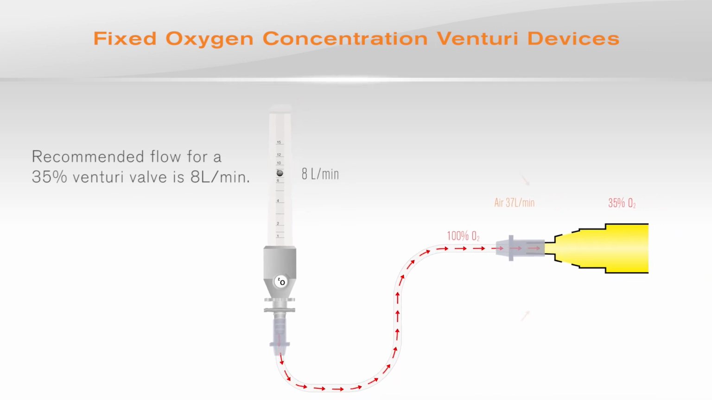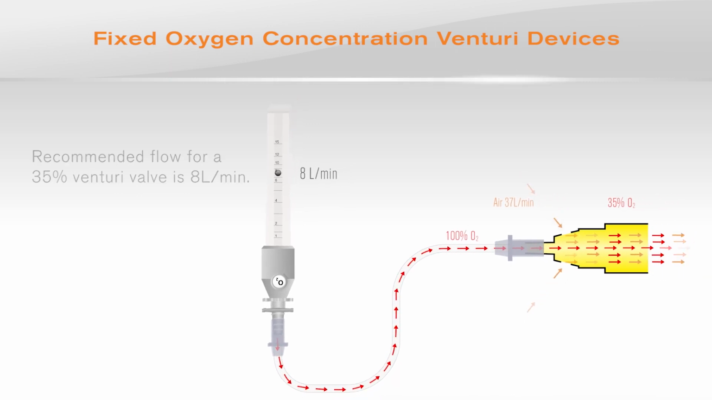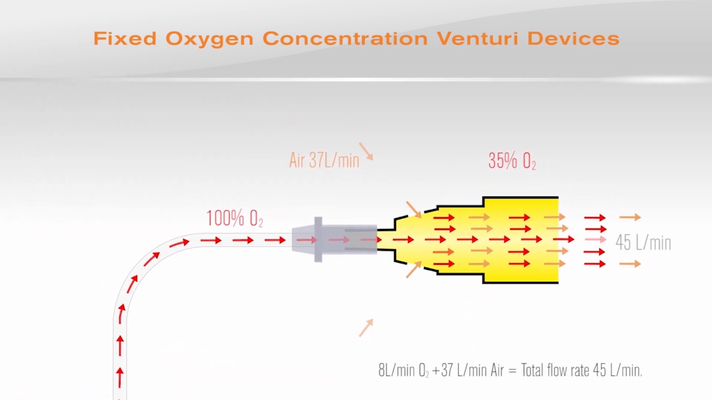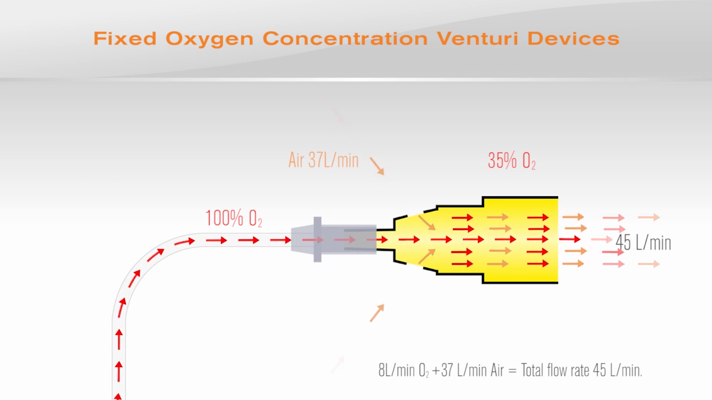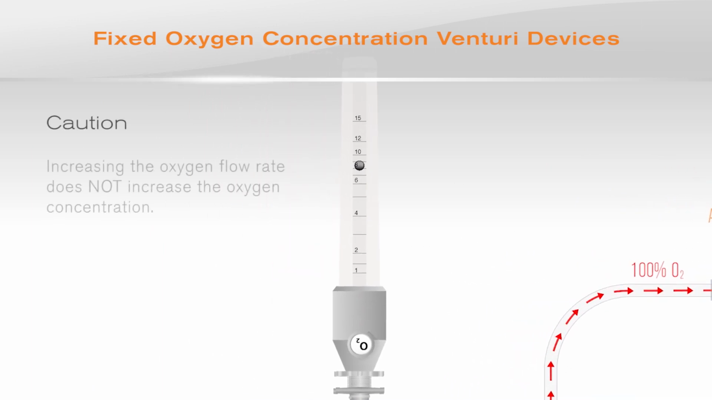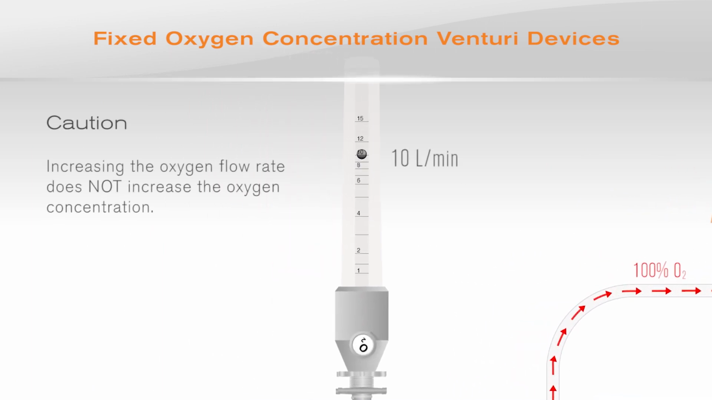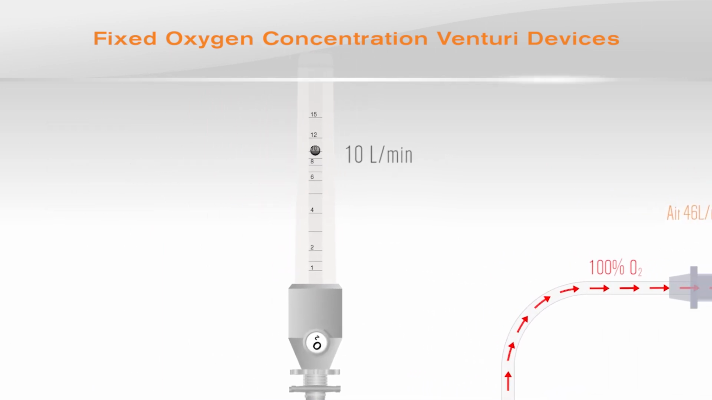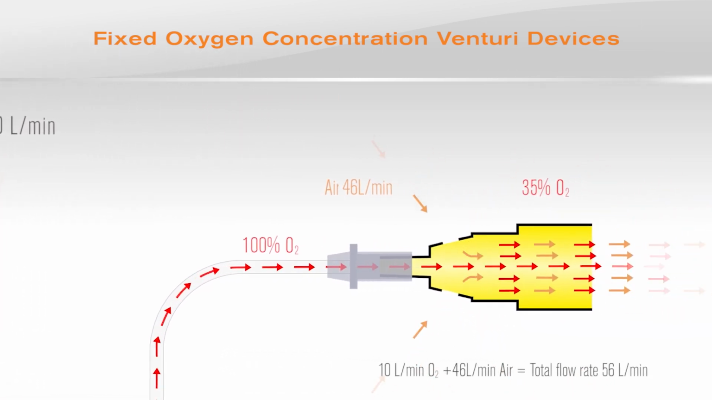This delivers to the patient a flow rate of 45 litres per minute and an oxygen concentration of 35%. Increasing the flow rate to 10 litres per minute increases the total flow to the patient, but the oxygen concentration delivered remains at 35%.